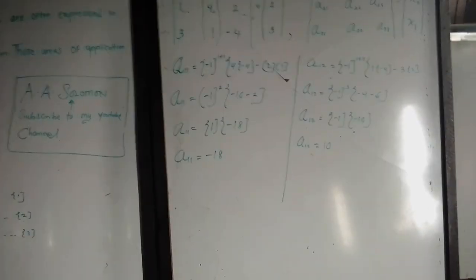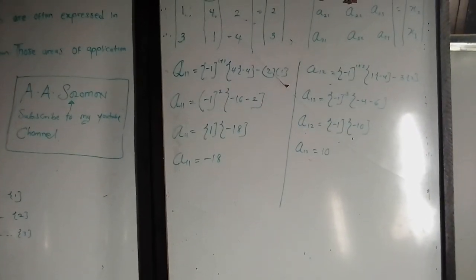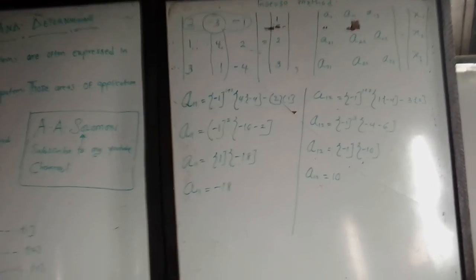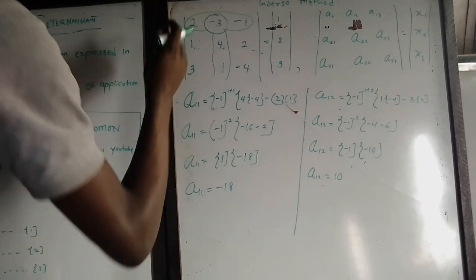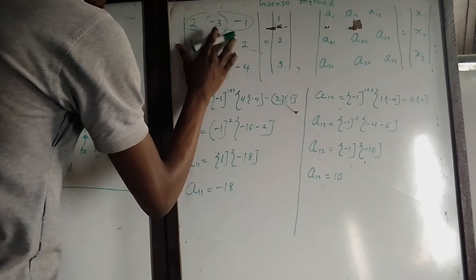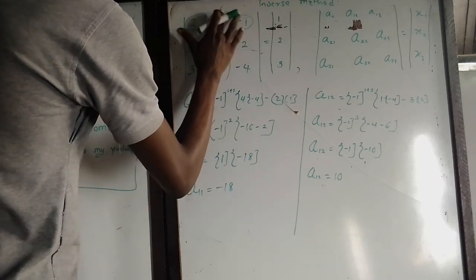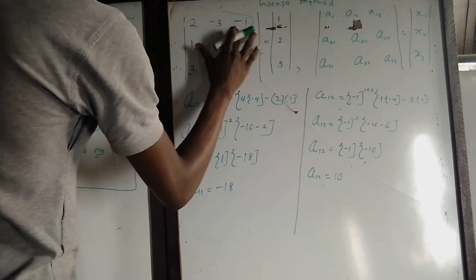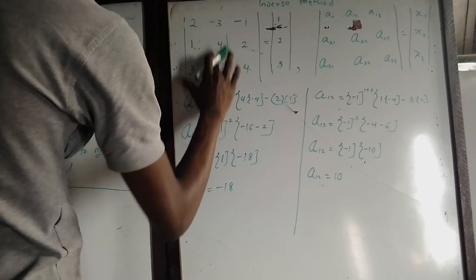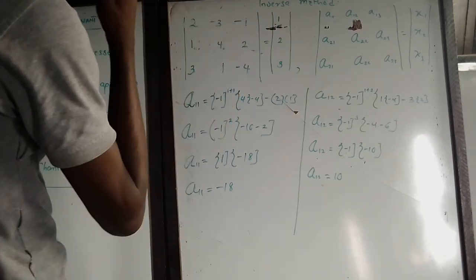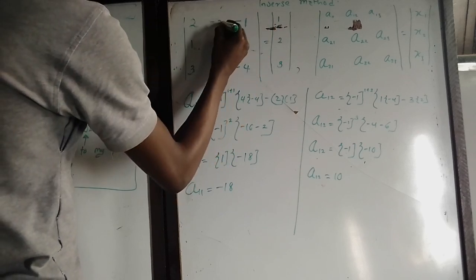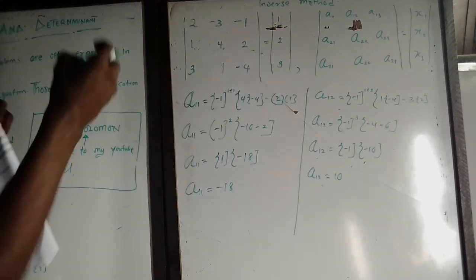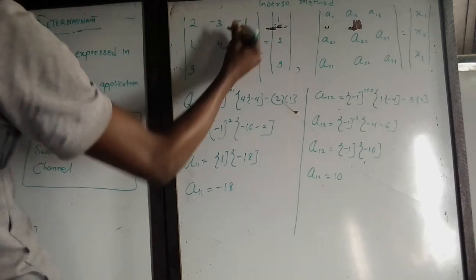A13. So before I move downward, let me show you how to solve for A13. So now your A13 is what? Minus 1. You circle it.